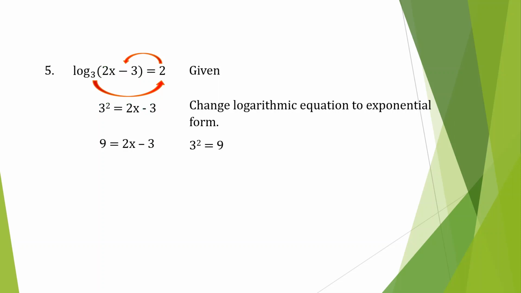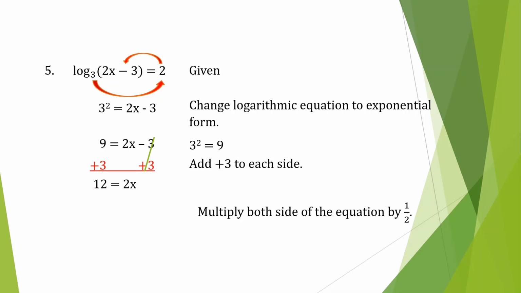To solve for x, let us first add positive 3 to both sides of the equation. So this will become 12 is equal to 2x. To find the value of x, let us multiply both sides of the equation by 1/2. X now is equal to 6.